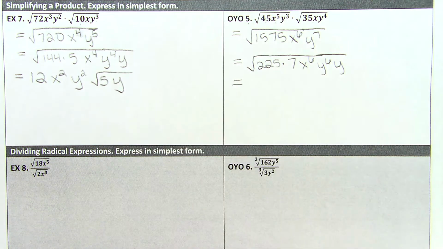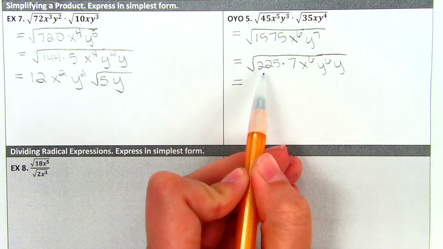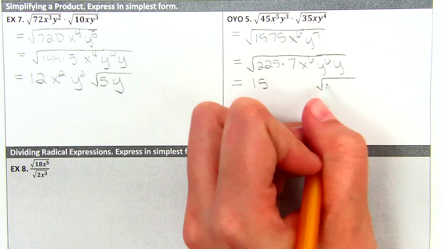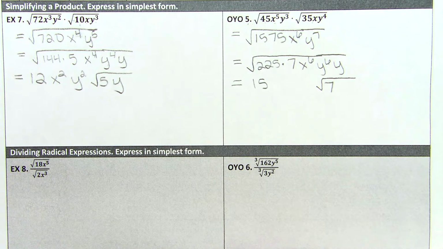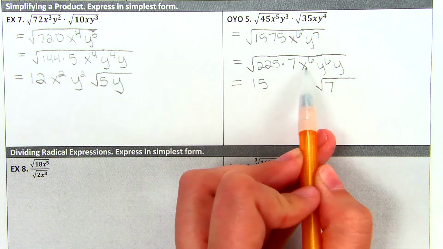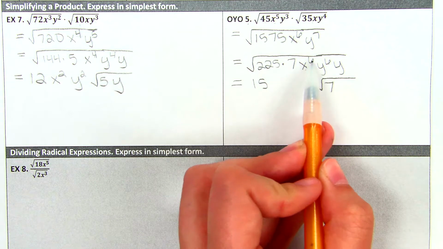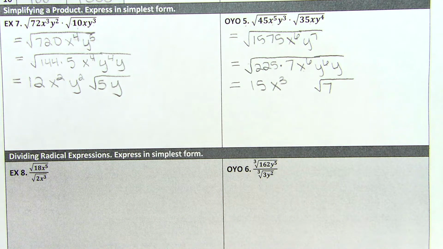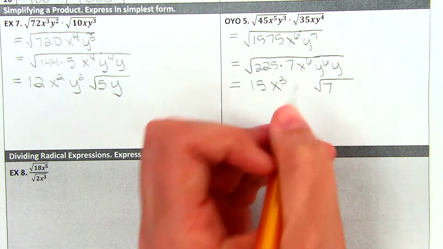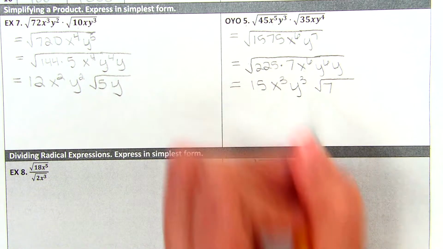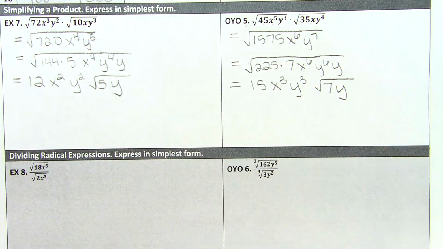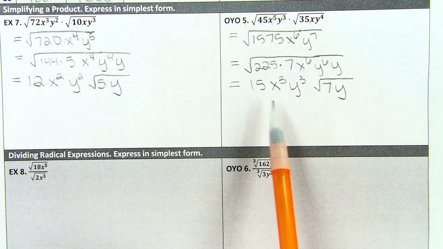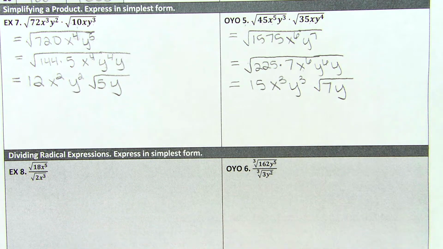Now let's take these perfect square roots. The square root of 225 is 15. And we leave the square root of 7 alone. Leave that in the radical. The square root of x to the 6th, 6 divided by 2, so that is x cubed. The square root of y to the 6th is going to be y cubed. And then we have to leave the y alone. So multiplying these two radicals and then simplifying their product gives us 15x cubed, y cubed, times the square root of 7y.